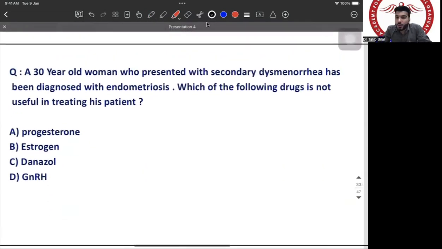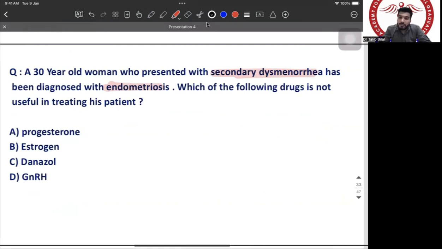A 30-year-old woman who presented with secondary dysmenorrhea has been diagnosed with endometriosis. So there is a female having secondary dysmenorrhea. Sir, what exactly is secondary dysmenorrhea? It means when the pain starts 3 to 4 days prior to the cycle. That's going to be your secondary dysmenorrhea. What is dysmenorrhea? Dysmenorrhea is a pain during the menstruation.